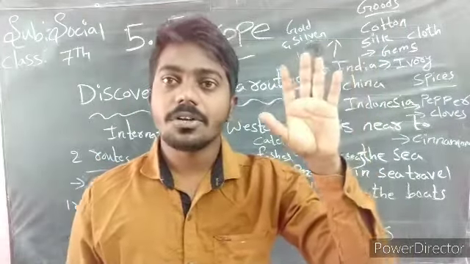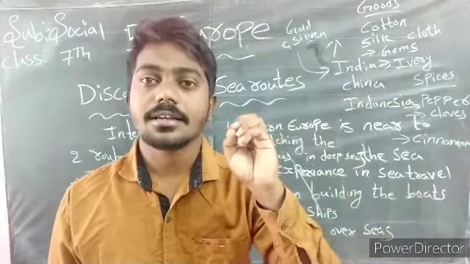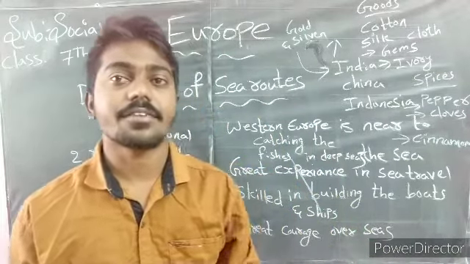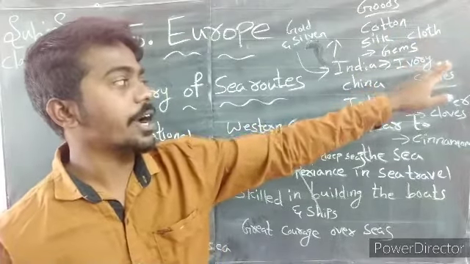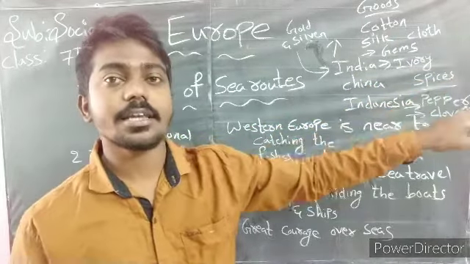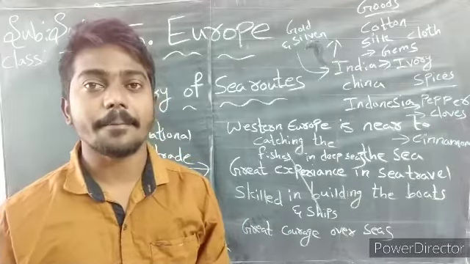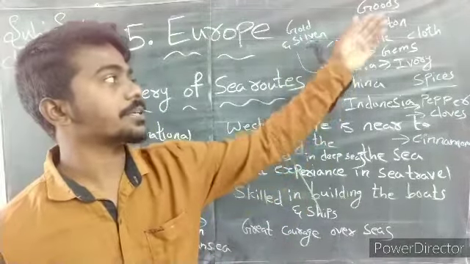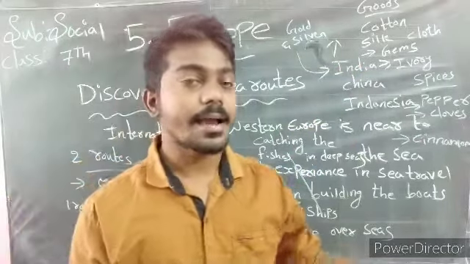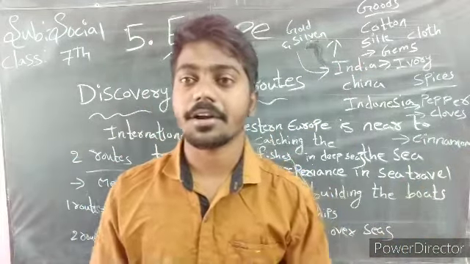from the ancient times only, the European countries did trade with our India, and they took goods such as cotton, silk cloth, gems and ivory, and especially the spices like pepper, cloves and cinnamon. Okay, and they would give gold and silver to our India, and they took all these goods. Especially the spices have a great demand in the European countries.